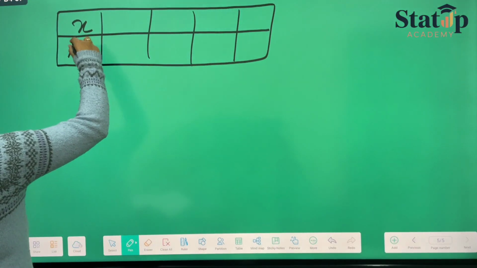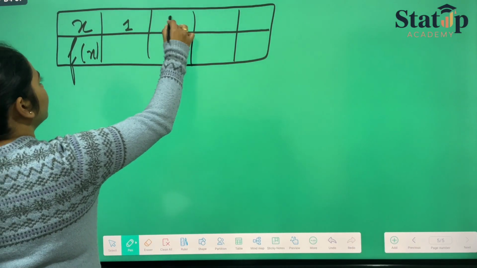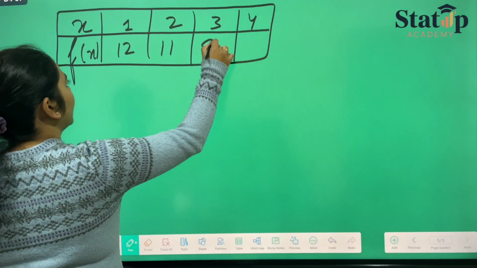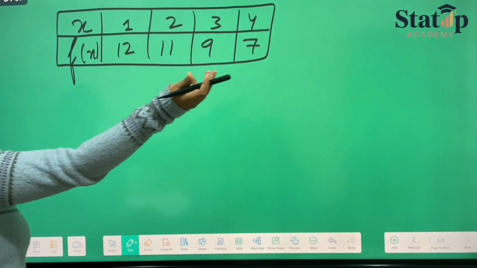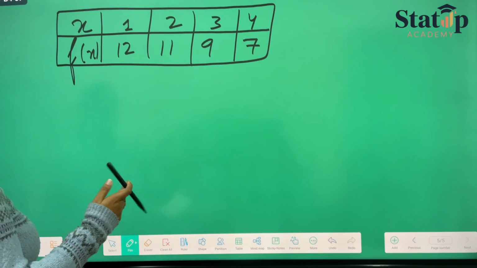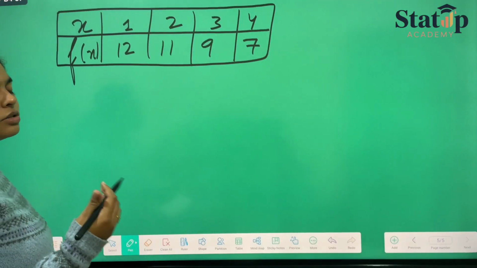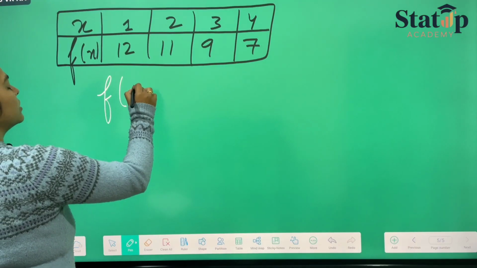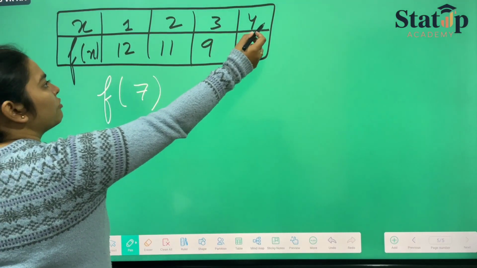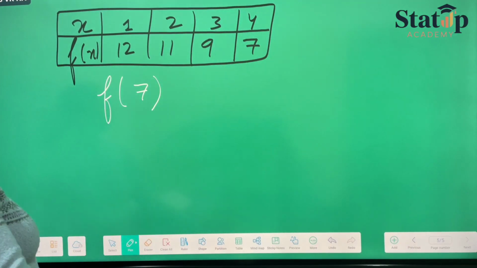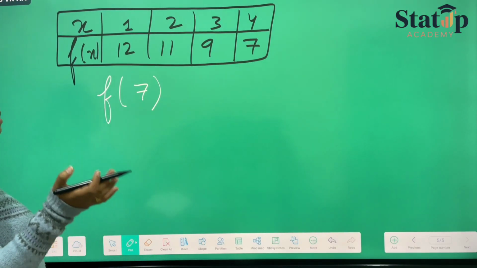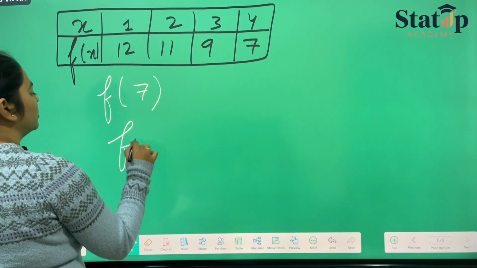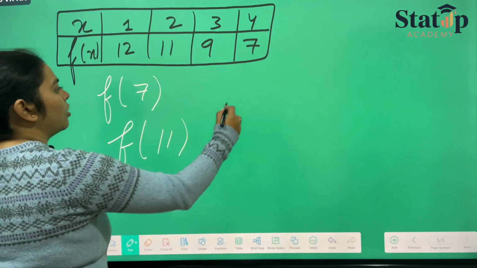They'll give you x, fx. X is 1, 2, 3, 4. Fx is 12, 11, 9, 7. Suppose fx is this. I'm just supposing. Let us take an example. So they'll ask you what is the value of f7, where you have to find the 7 value. Then you will use Newton-Gregory's forward interpolation formula.